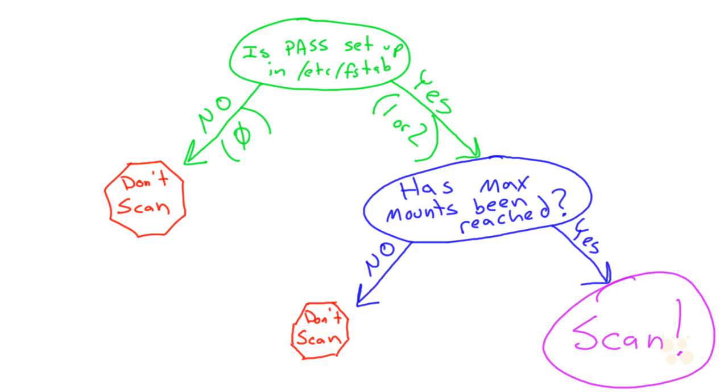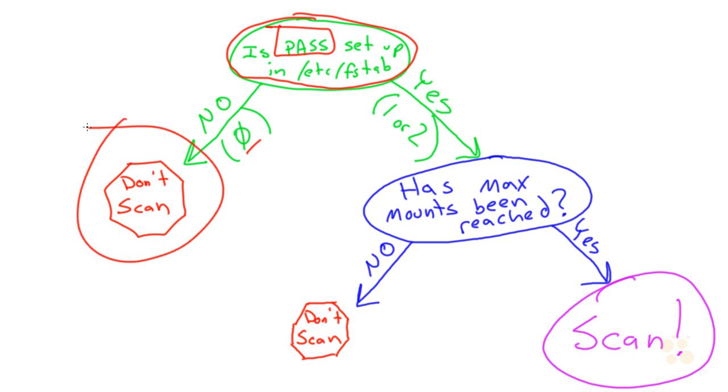Now, when it comes to scanning automatically, there's a few different flowchart things that go on. The very first thing the kernel looks for is inside your fstab file, if the pass setting is set up. If you have your dump and pass, and if the pass is set to 0, then it won't scan. It just absolutely will refuse to scan. It doesn't even look any further. It just stops right there and continues booting up the system.